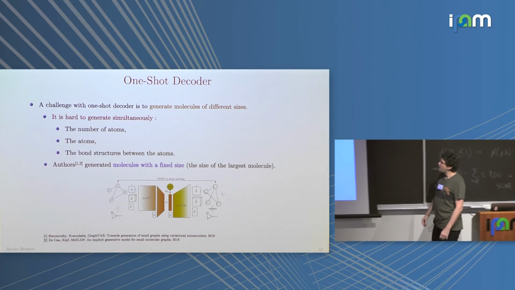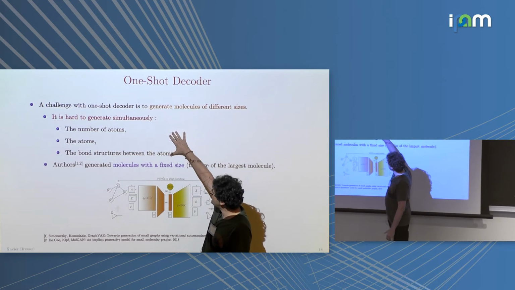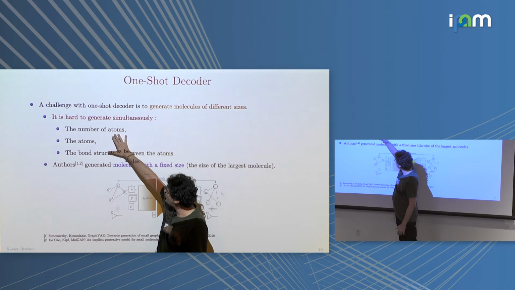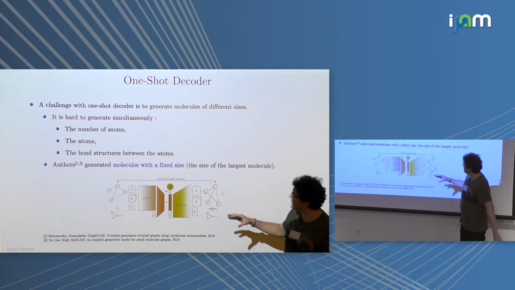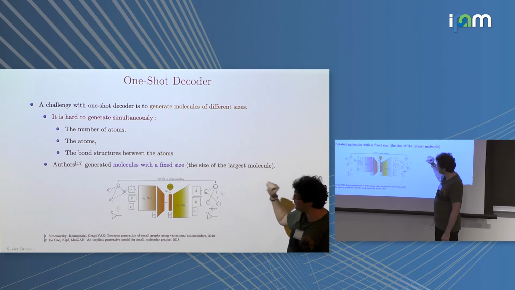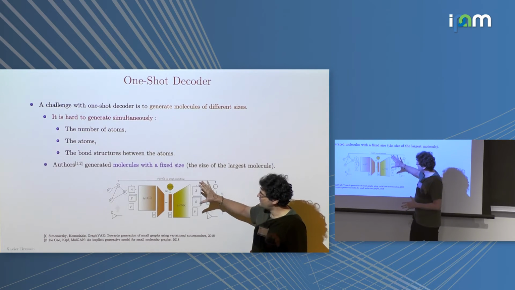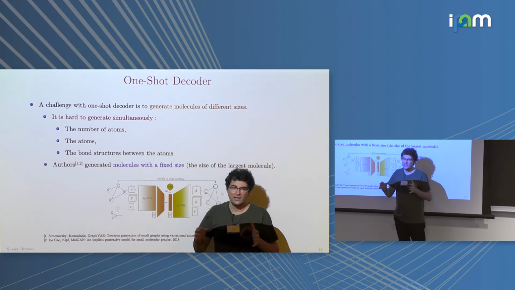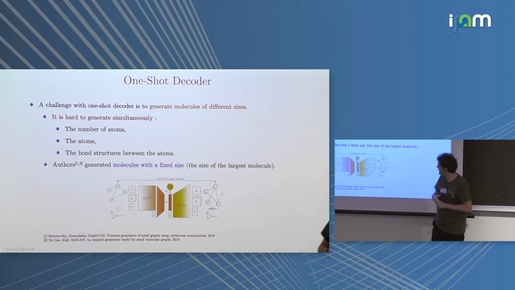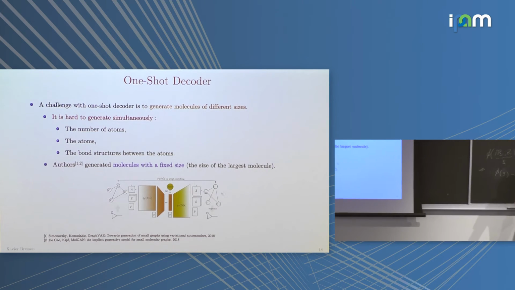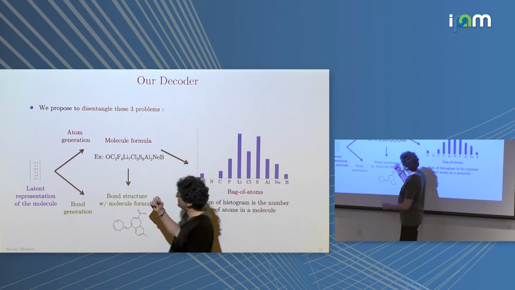Okay. So one challenge when you use a single-shot decoder is to solve these three problems at the same time. You need to know the number of atoms, the atoms, and the bond structure between the atoms. The way this problem was solved is basically, let's generate molecules with a fixed size. The fixed size is going to be the largest molecule size in your training set. And what we propose is an alternative to that. We propose to disentangle these three problems by doing these two operations.